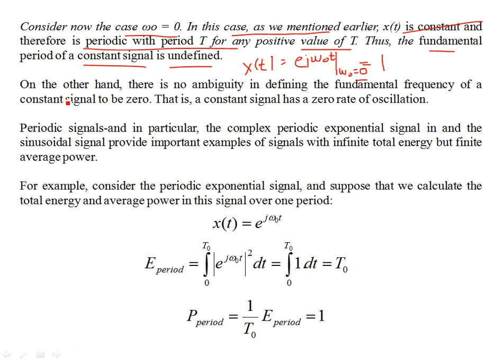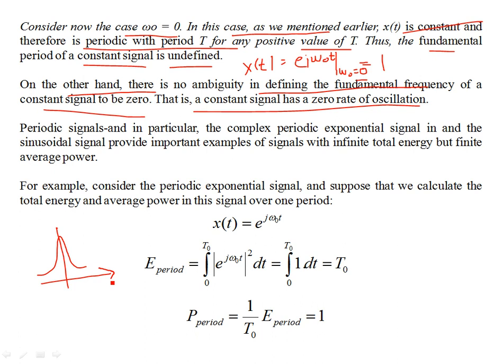So it's not periodic. On the other hand, there's no ambiguity in defining the fundamental frequency of the constant signal to be 0. That is, a constant signal has a 0 rate of oscillation. For example, if you connect a DC supply to a spectrum analyzer, you will see a peak at 0. The spectrum analyzer is going to give you the spectrum.